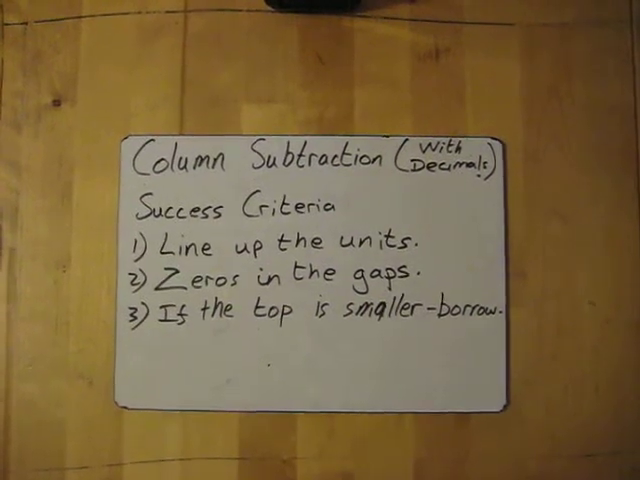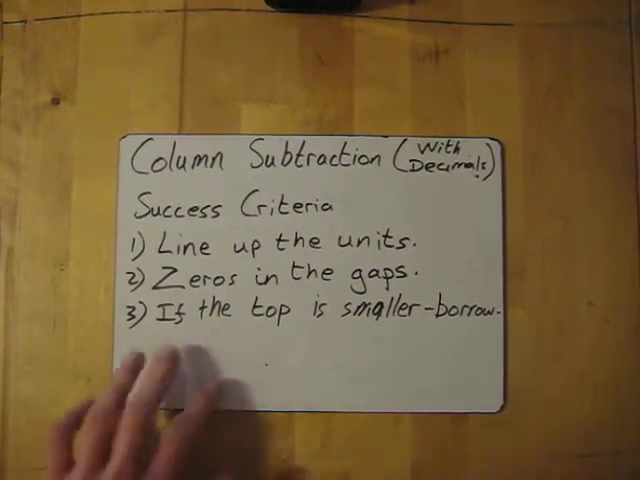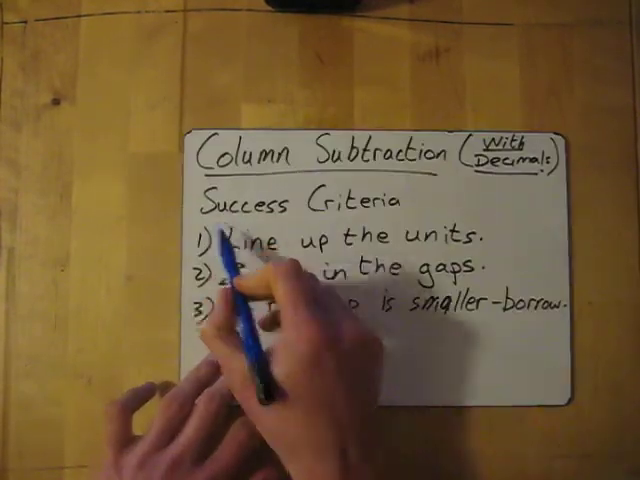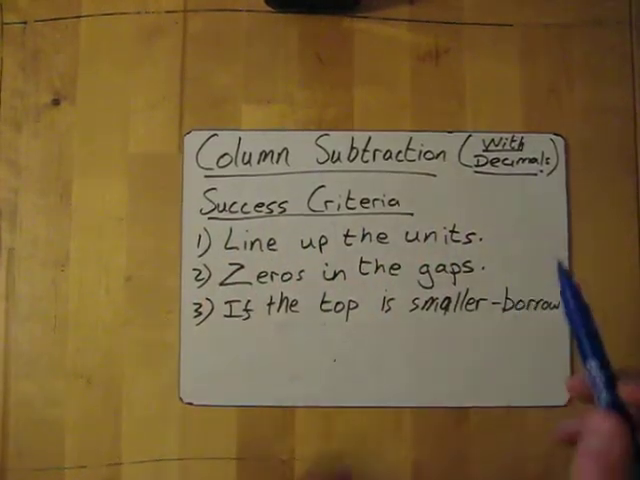Right, this video relates to column subtraction with decimals. Now the success criteria for this is three things.